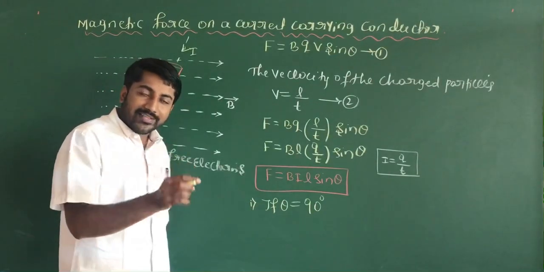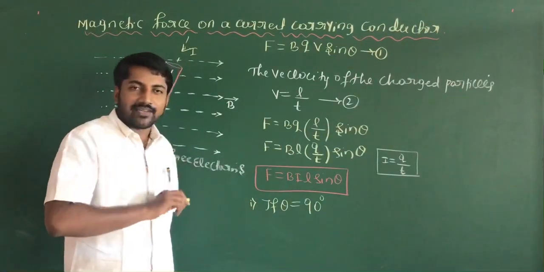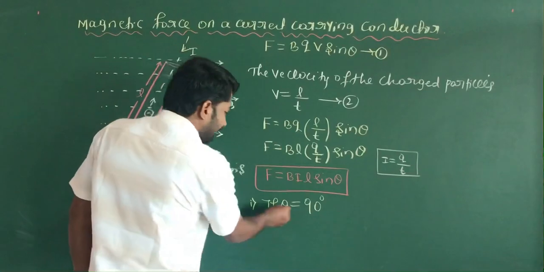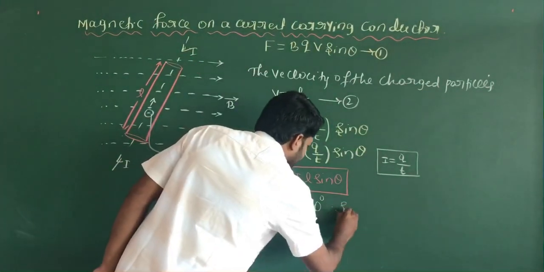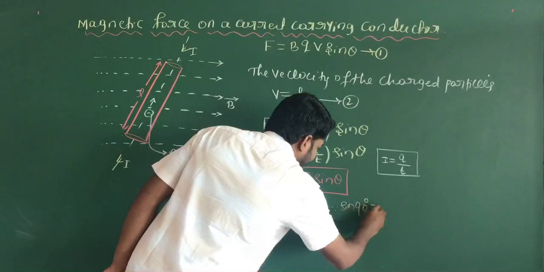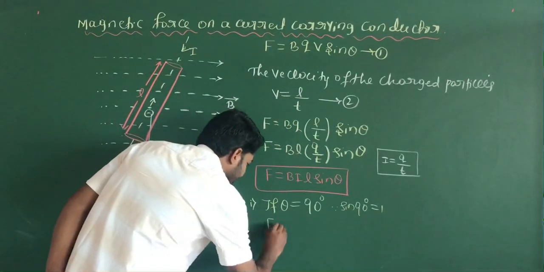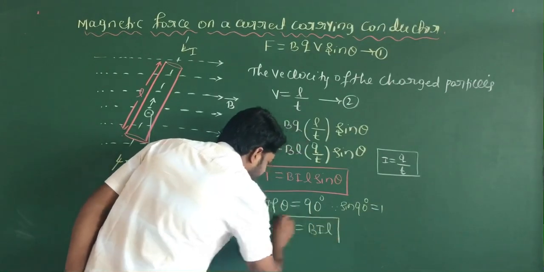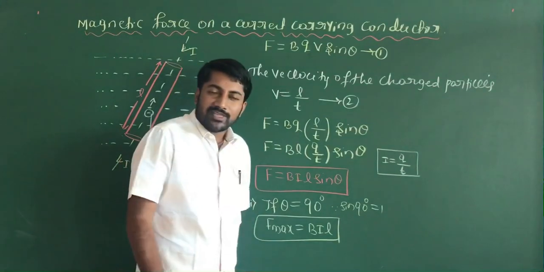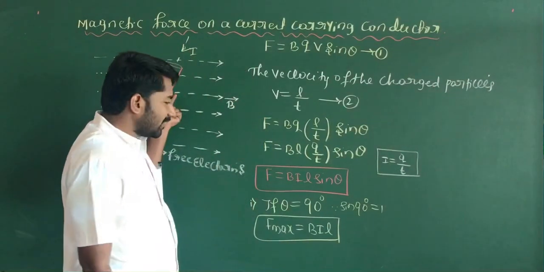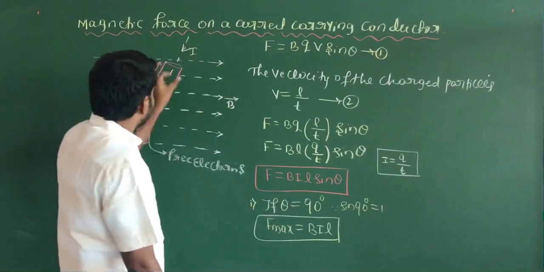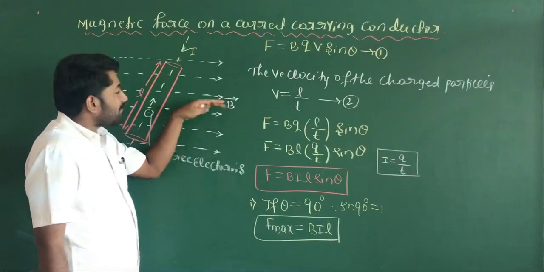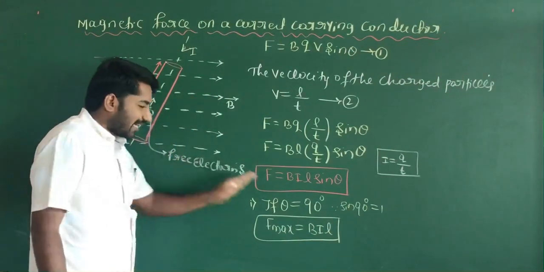Then the magnetic force experienced by the current carrying conductor is maximum. If theta equal to 90 degree, sin 90 degree is equal to 1. Then the force is maximum. Then we get the equation F maximum is equal to BIL. When the conductor is placed perpendicular to the direction of magnetic field, the magnetic force experienced on this current carrying conductor is maximum.